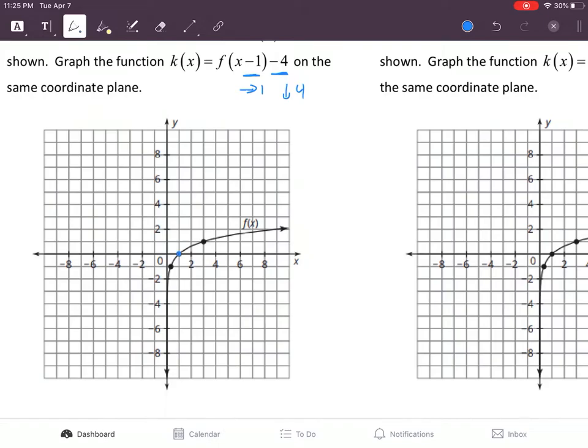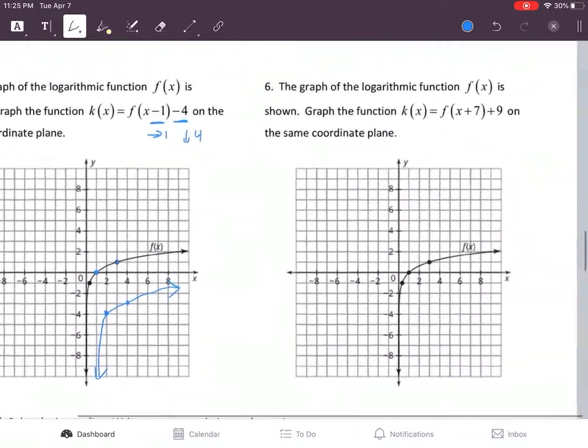So I'm going to use these 2 points here. I'm going to go to the right by 1 and down by 4. And this point right here, I'm going to go to the right by 1 and down by 4. The other point is not really on a corner of a grid, so I'm not going to use it to transform it. I'm just going to use those 2 and then go from there. So that was that graph transformed to the right by 1 and down by 4.